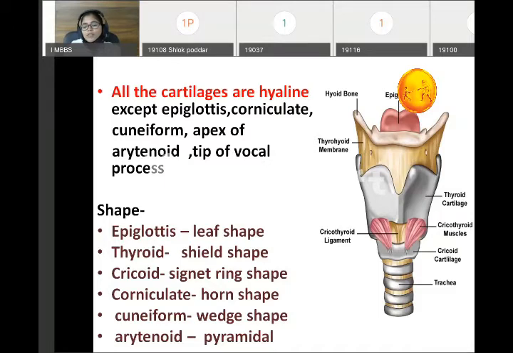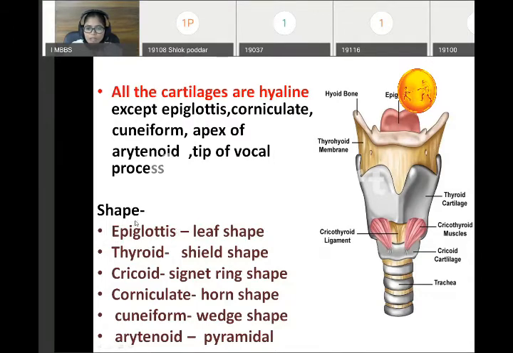All the cartilages of the larynx are hyaline in nature, except the epiglottis, corniculate, cuneiform, the apex of the arytenoid cartilage, and the tip of the vocal process of the arytenoid cartilage. So these are elastic in nature. So age-related changes do not take place in these cartilages.